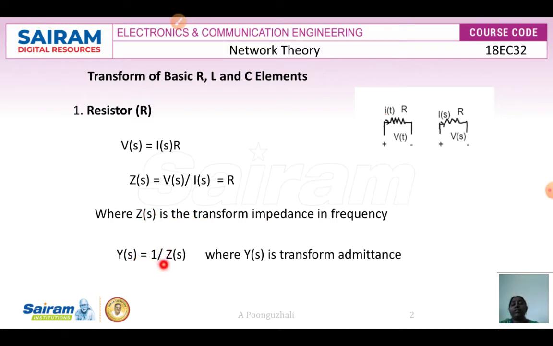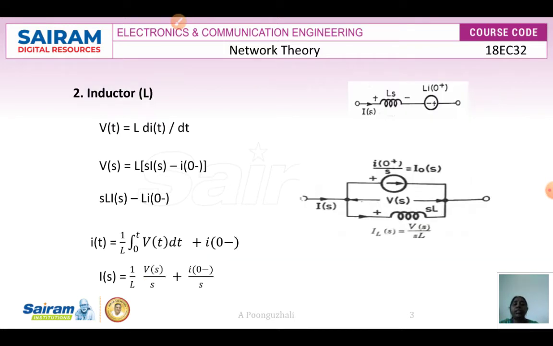So Y of s is equivalent to 1 by Z of s, where Y of s is nothing but the transform admittance. Next is inductor. So for the inductor, we can write the voltage across the inductor, V of t, is equal to L into di of t by dt. So if I take the Laplace transform, it is going to be V of s is equal to L into the Laplace transform of di of t by dt, which is nothing but s into I of s minus I of 0 minus, the initial condition.